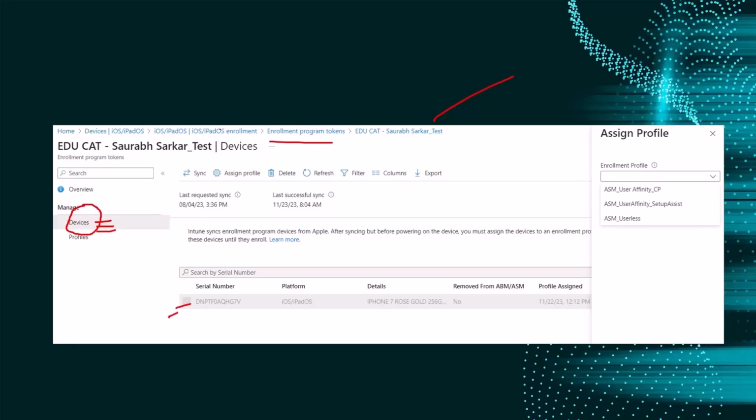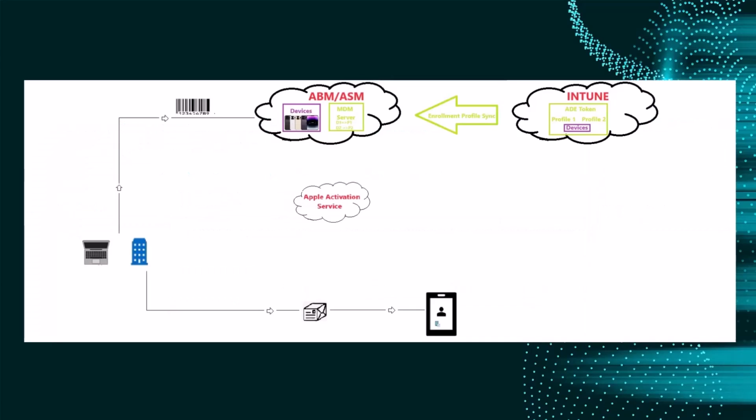So you have to go to iOS enrollment, and then you have to create a token first. And when you click on your token, all the devices that are there against that token for that ABM server are going to show up over here. All right. So now what happens is, in Intune, you have the device.